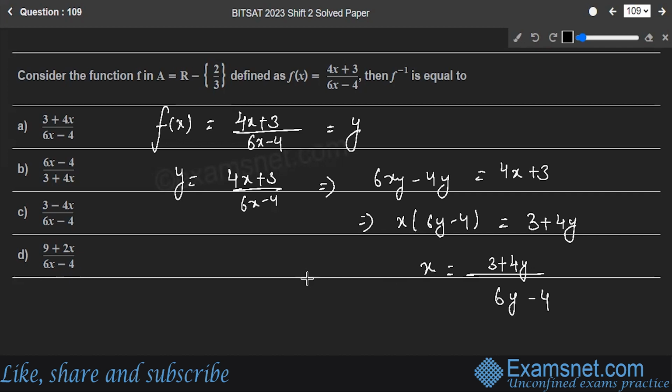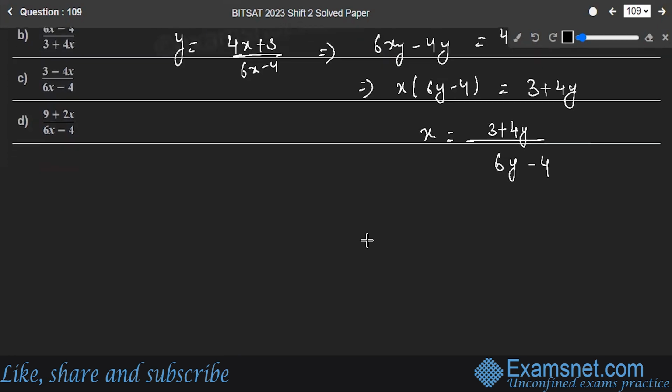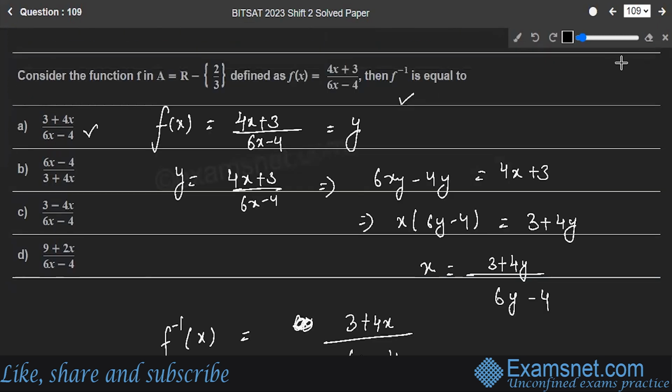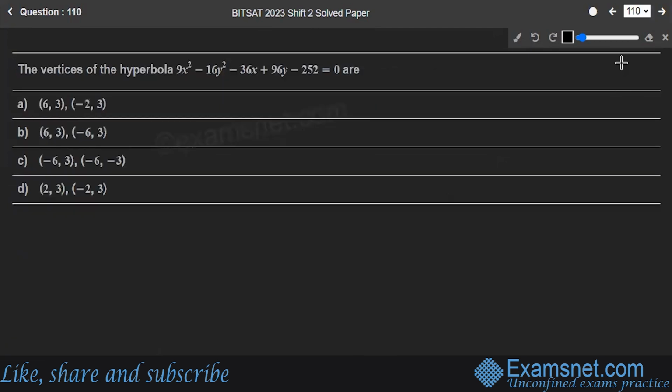And you have to find out f inverse. f inverse of x will be given by, I'll be interchanging the x and y. So this will be 3 plus 4x divided by 6x minus 4. This is the answer. Option A is the correct answer. Hope you understood. Next is question number 110. The vertices of the hyperbola. You have to find out the vertices of the given hyperbola.